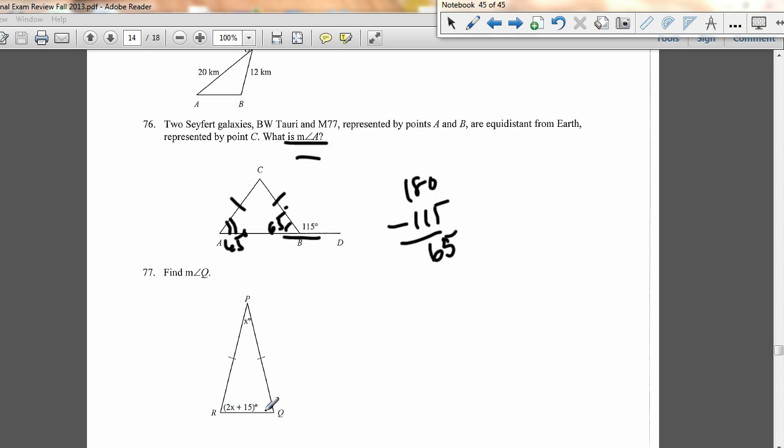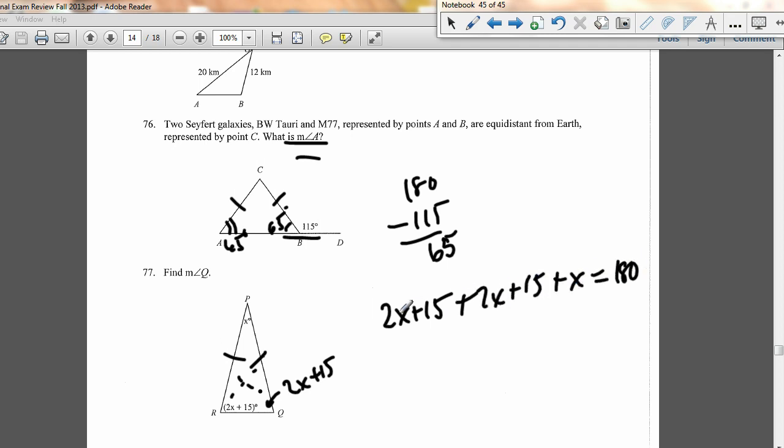Find the measure of angle Q down here, this isosceles triangle. That means this angle is going to be the same as that one, the ones directly across from the congruent sides. So you got another 2x plus 15. To figure out how much x is, which is what you need to do first, you got a 2x plus 15, another 2x plus 15, and another x, and all of them together should equal 180. These are all angles. Angle plus angle plus angle can equal 180.